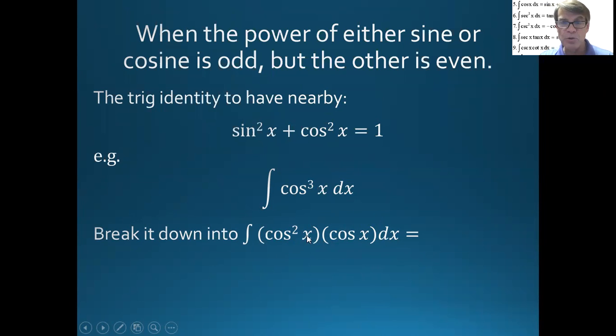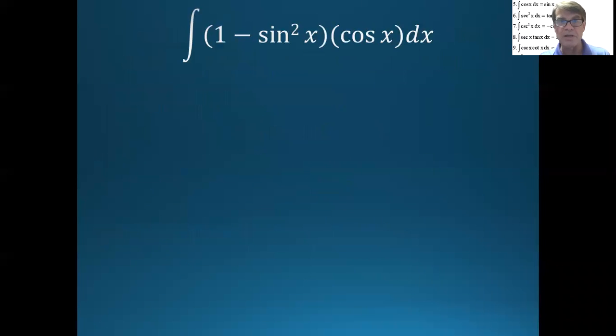Then what am I going to do with cosine squared x? If I subtract sine squared x from both sides of the identity, then cosine squared x equals 1 minus sine squared x. I'm going to substitute that in for cosine squared x, and now we are ready to rumble. So there it is, the integral. This is the same thing, we've just put it in a form that we can work with: the integral of 1 minus sine squared x times cosine x dx.